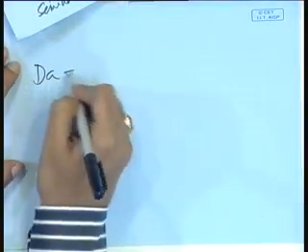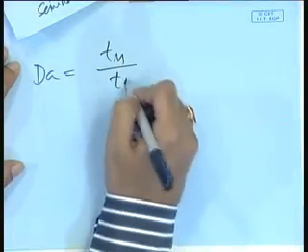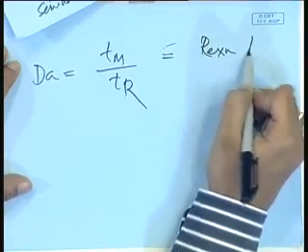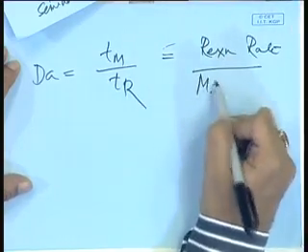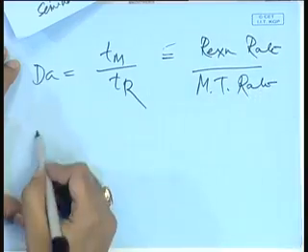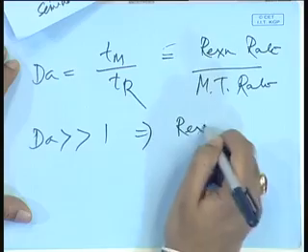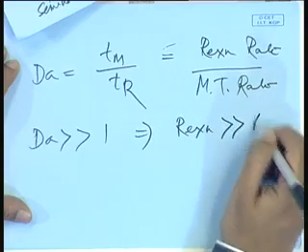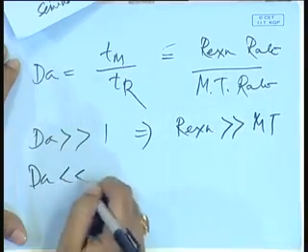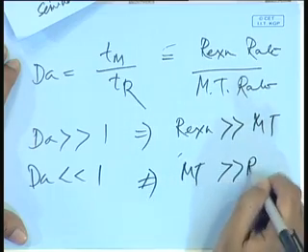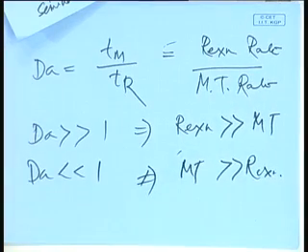So, Damkohler number equals mass transfer time over reaction time, equals reaction rate over mass transfer rate. So, if my Damkohler number is much greater than 1, it means that reaction is much faster than mass transfer. If this is much less than 1, it means mass transfer is much faster than reaction. Right. So, based on this, we can get the two asymptotes of mass transfer limitations and reaction limitations.